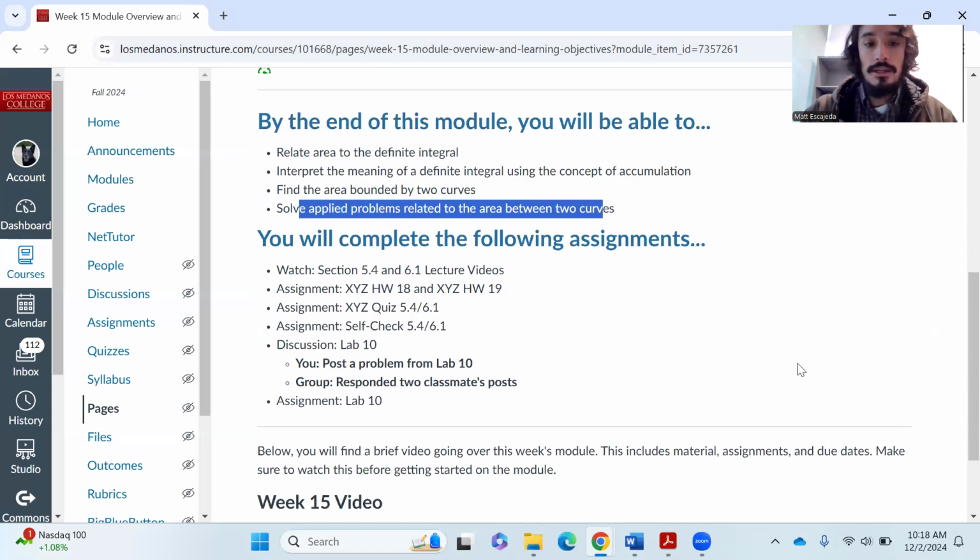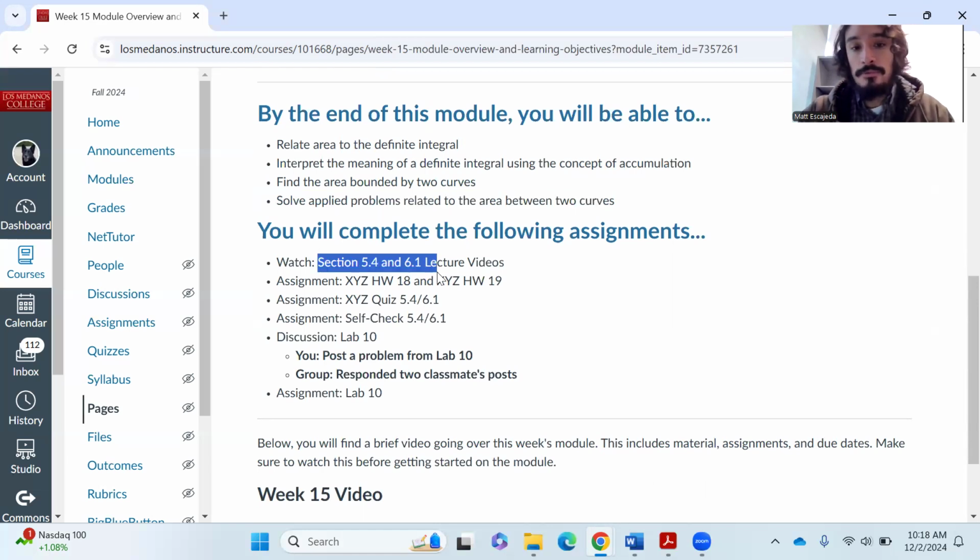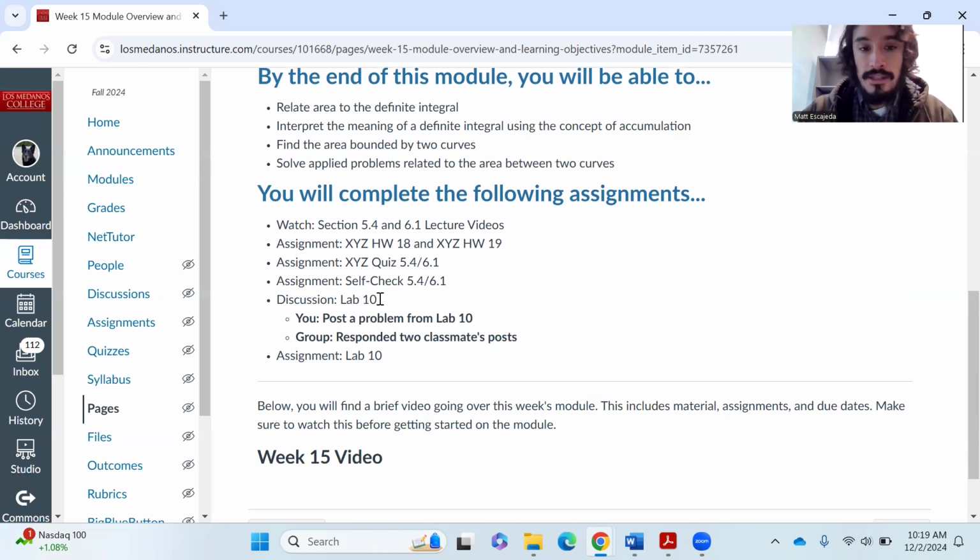So the following assignments to be completed for this week's material are going to be watching the section 5.4 and 6.1 lecture videos. We're going to complete the XYZ homework 18 and 19 assignments. We're going to have an XYZ quiz, our last quiz for 5.4-6.1, our last self-check for 5.4-6.1, and we're going to have our last lab, which is lab 10. That'll be due next week, and our discussion for lab 10, which is also due Sunday and Monday.